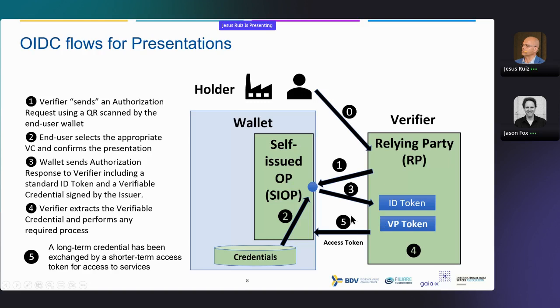and then in step 5, this is exchanged for an access token, which is exactly the same access token that would be generated in traditional OpenID Connect flows. So up to step 5 is different for verifiable credentials. Starting from step 5 is exactly the same. So then you can guess how you can use it.